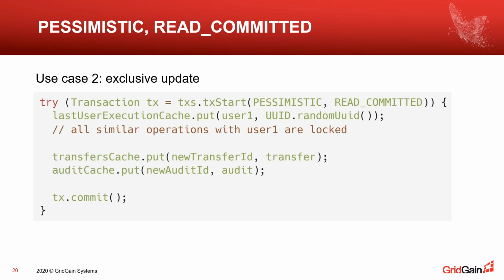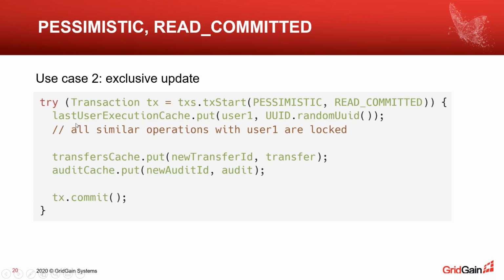The one with slightly stronger guarantees is pessimistic read committed mode. In this mode, we acquire pessimistic locks on every entry that we write. So a good use case is exclusive update. Imagine that you have users, and from time to time you want to perform complex operations with those users. You want to, for example, update transfers cache, update audit cache, update some more caches that are related to this user. But you want these operations to be performed exclusively for every user. So you don't want two concurrent transactions to work with the same user simultaneously.